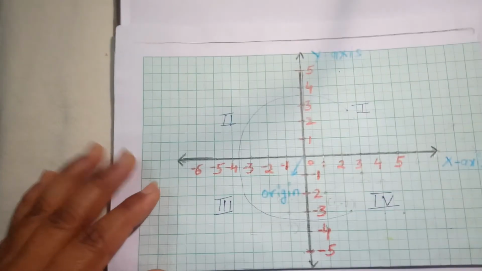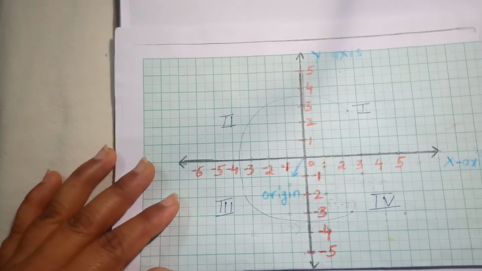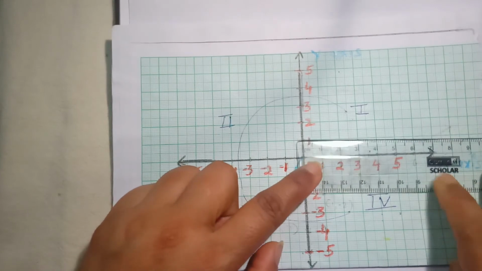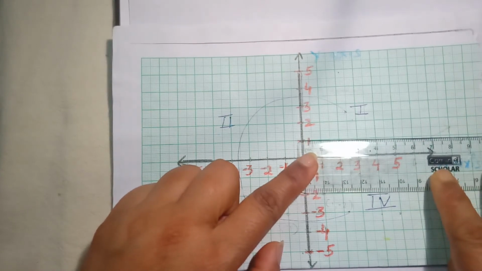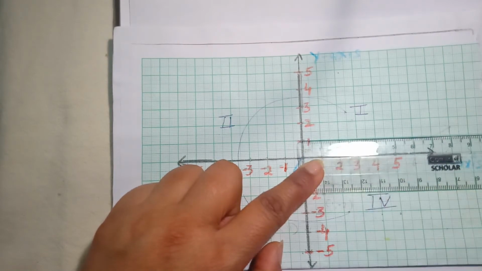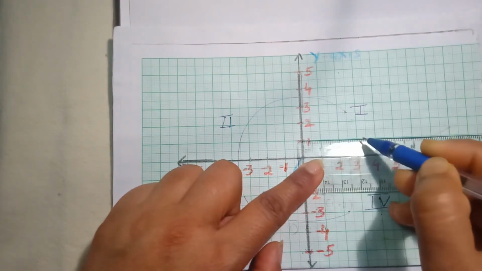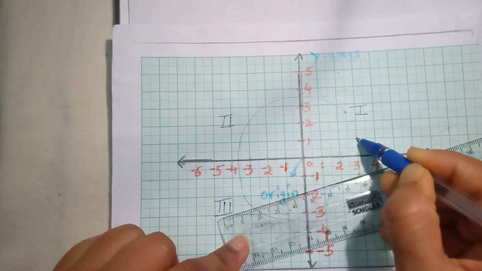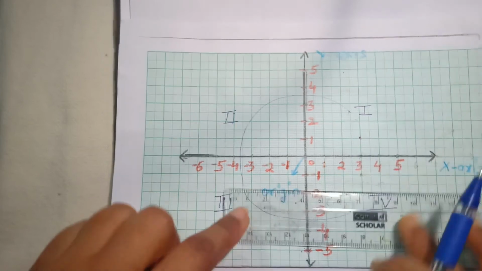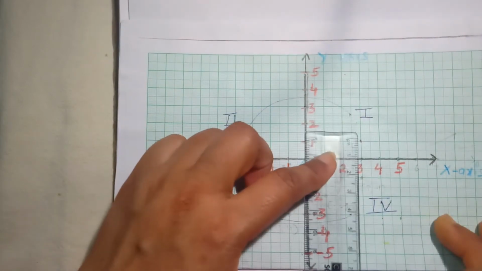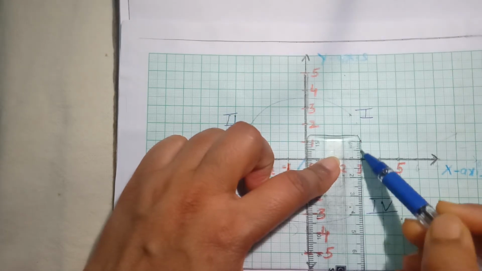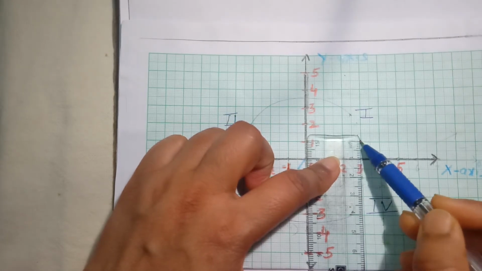This is the graph paper. If I take the distance from the y-axis, then we get the x-coordinate, meaning the value of x. And if we take the distance from the x-axis, then we get the y-coordinate, meaning the value of y.